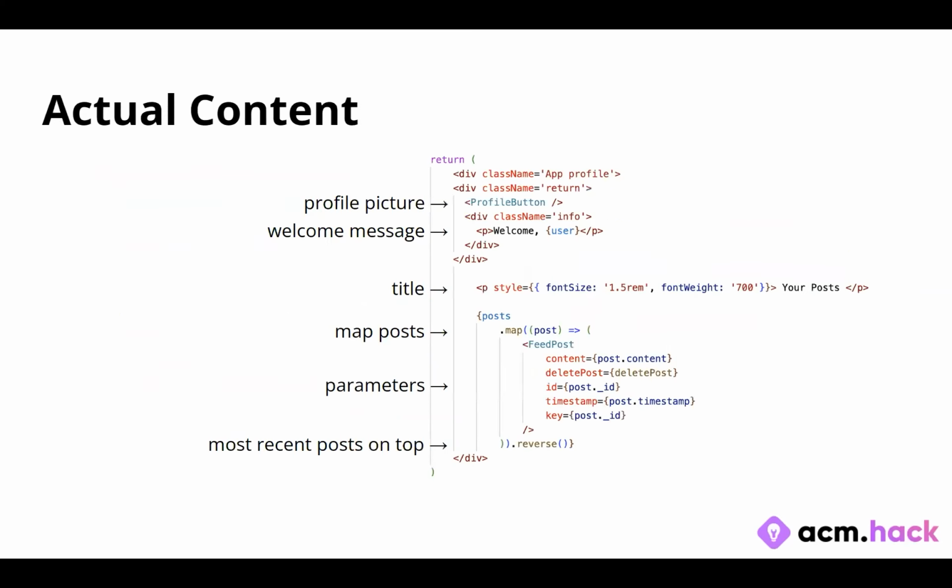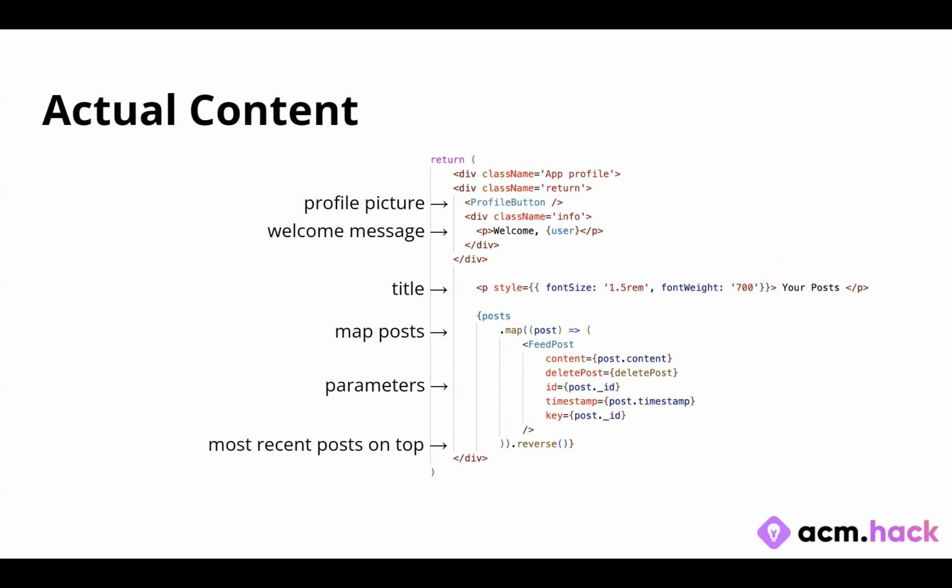And here is the actual content of what the profile page looks like. It looks like a lot of code, but it's pretty simple. So we have the profile button on the top. That's the profile picture. Profile button is just a component that we already made. It's just like 4 lines of code with a nav link to the profile page and a picture of the profile picture. And then below, we have a welcome message that just says welcome user. User is yet again set to James. And for the title for your post, it's just a simple paragraph text.